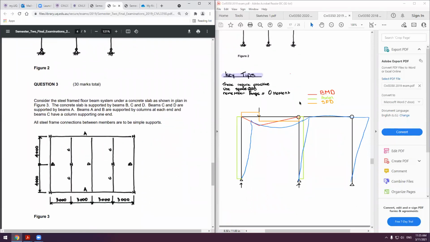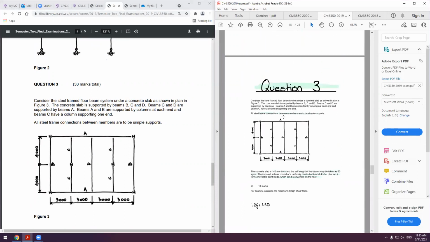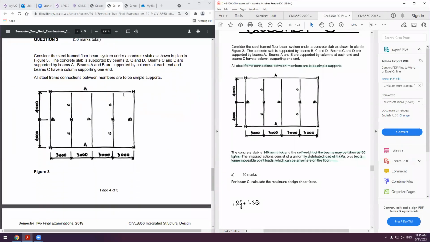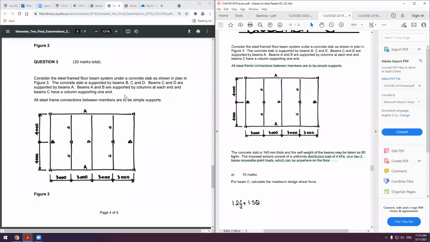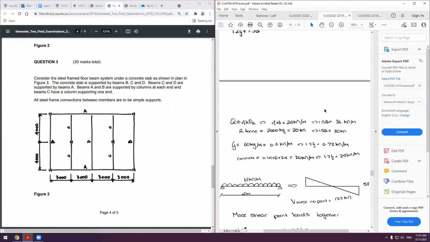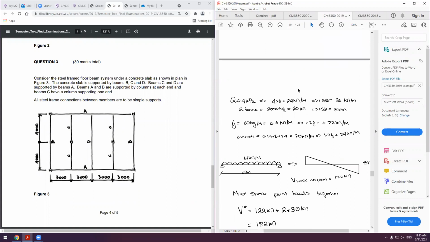And then question 3, very, very similar to the 2020 exam I just went through, just with slightly different lengths and geometry. We're dealing with a 140 mil thick slab. Self weight is 60 kilograms per meter for the beams, and we've already got a 4 kPa pipe load. And instead of 2.5 ton loads, we've got 2 ton loads. Again, go through and calculate your loads.